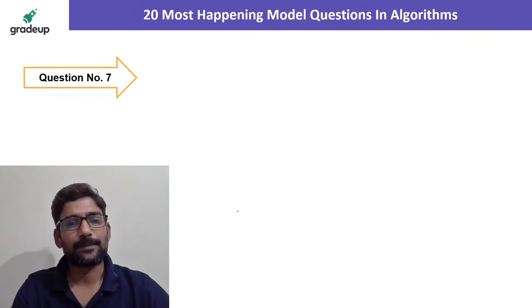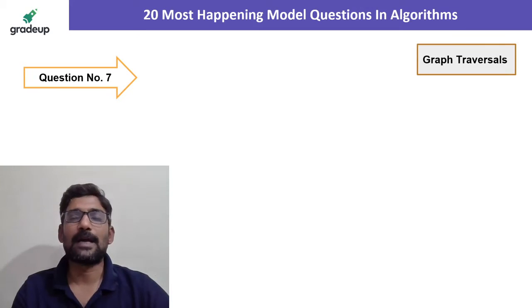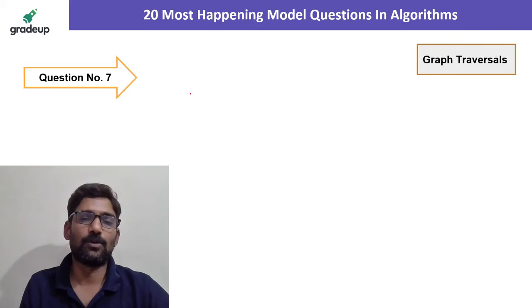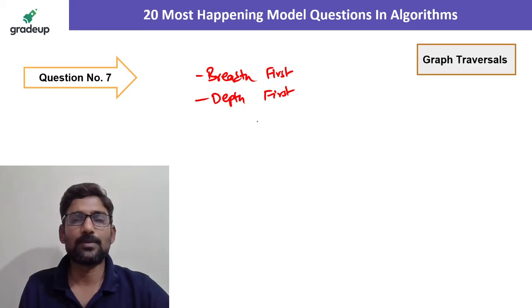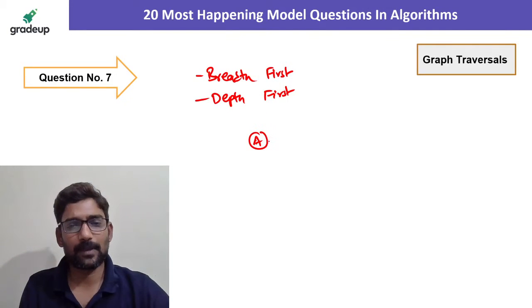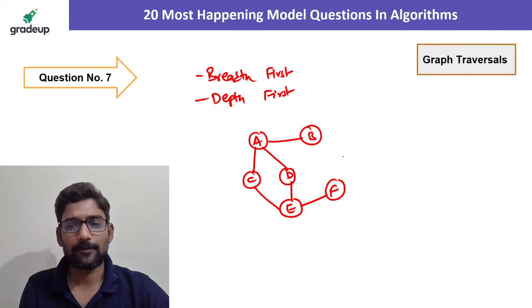Next model is from graph traversals. You know there are 2 traversals, breadth first traversal and depth first traversal. Suppose I am giving you a graph A, B, C, D, E, F, G.